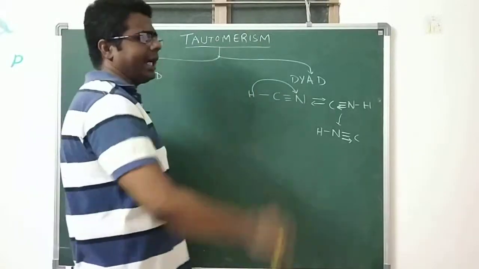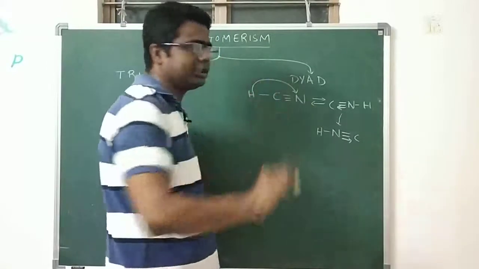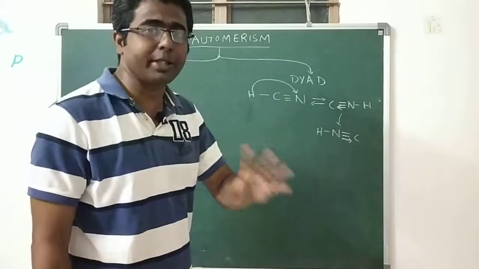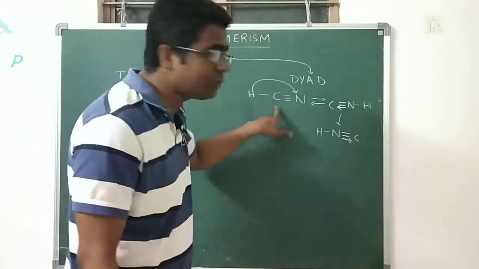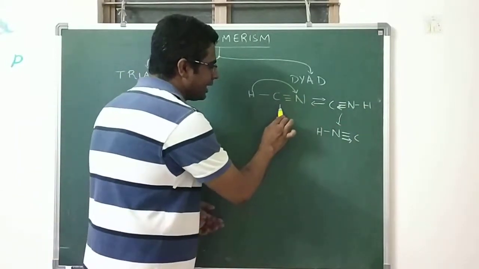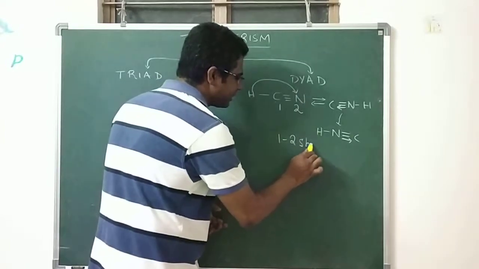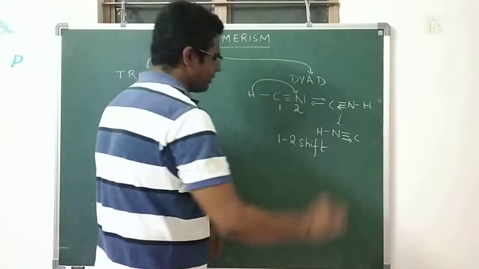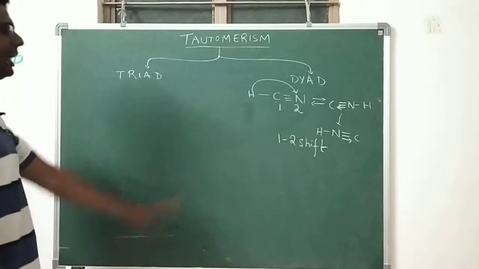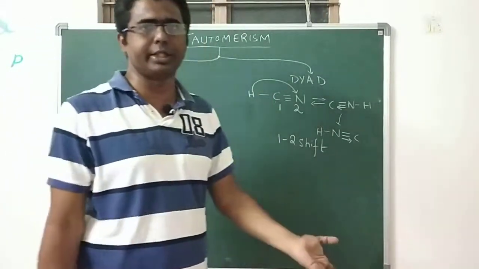Dyad, why is it called dyad system first of all? Because this hydrogen shift which is occurring is happening from number 1 atom to number 2 atom. इस एटम से इस एटम में जा रहा है, तो 1 2 I can say it as 1 2 shift. So this is dyad system. इतना ही है, you have to just know what is dyad system. Do not go into detail on it.